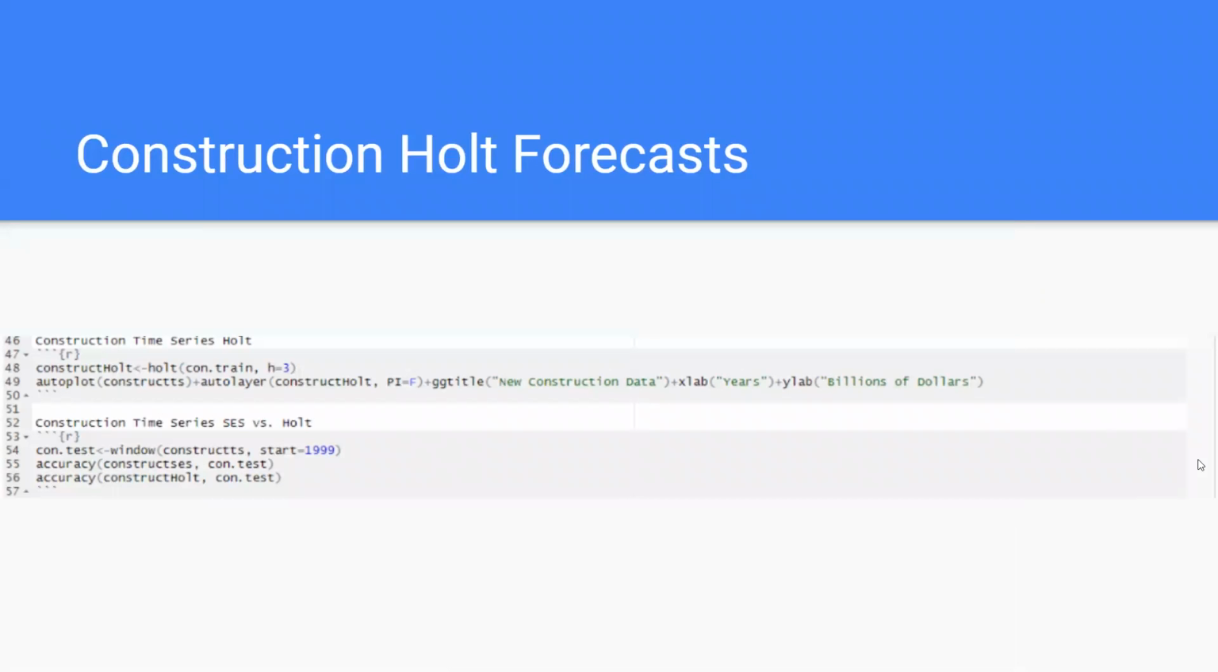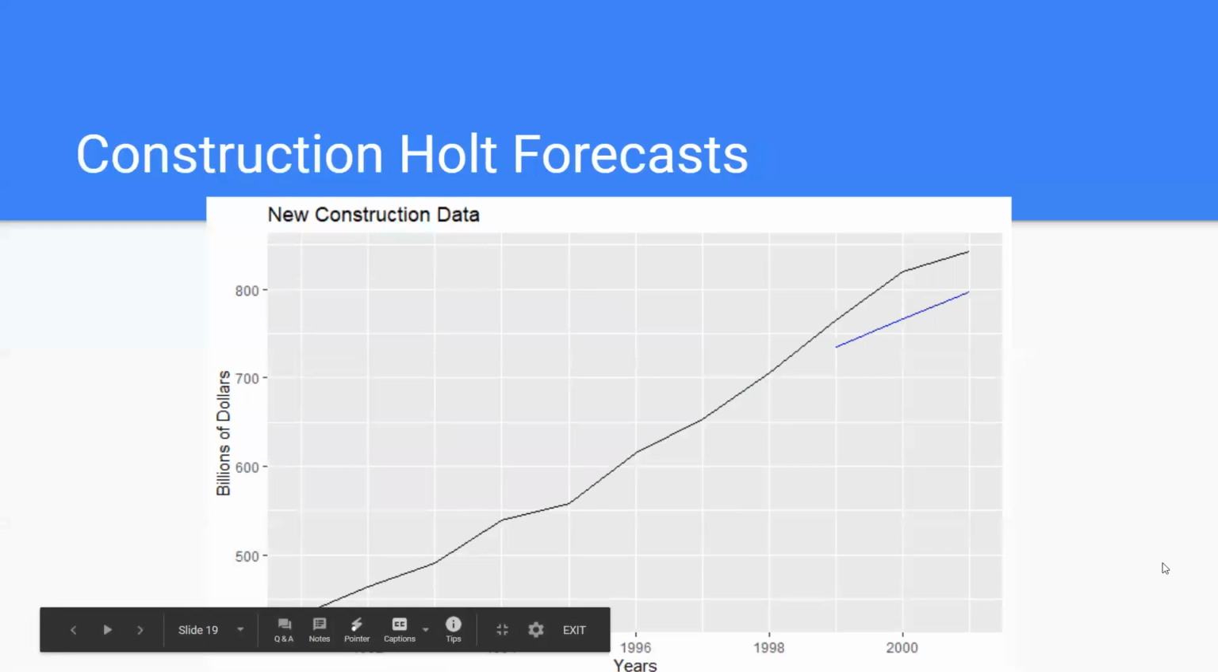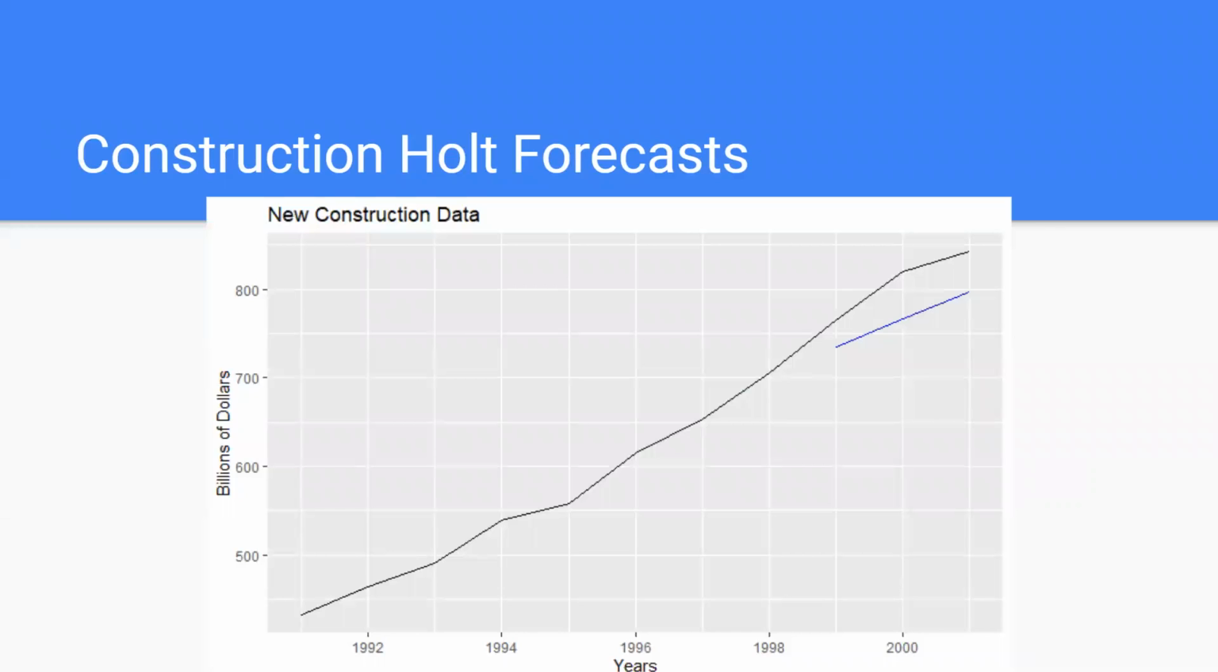To obtain the Holt forecasts, the Holt command is used. We can see that right here. This graph shows the Holt forecasts for these 3 years. Because this method accounts for trends, the forecasts increase as time goes on. For 1999, the forecast is approximately $735.21 billion, and the 2000 forecast is roughly $766.31 billion. The 2001 forecast is about $797.41 billion. Additionally, the prediction intervals account for this positive trend by skewing in a positive direction.